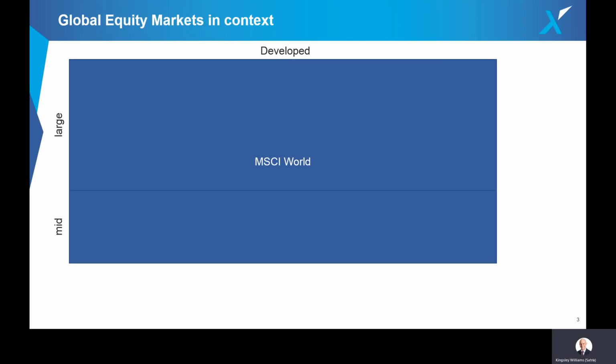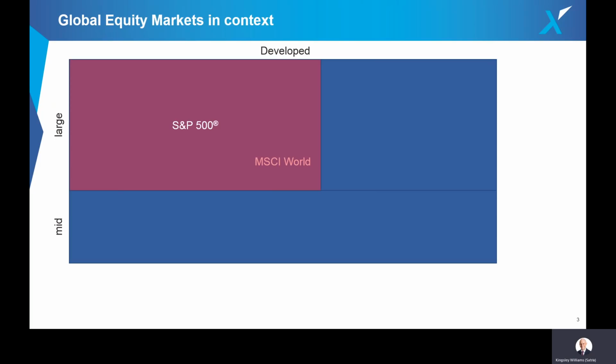Now, the index which typically is used to represent developed markets or developed equity markets is known as MSCI World. And MSCI World will give you exposure to both large as well as medium or mid-sized companies across the developed equity market universe.